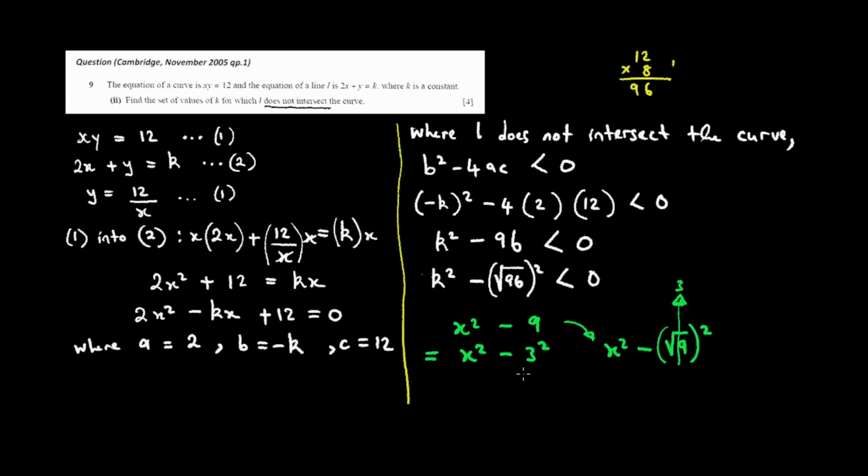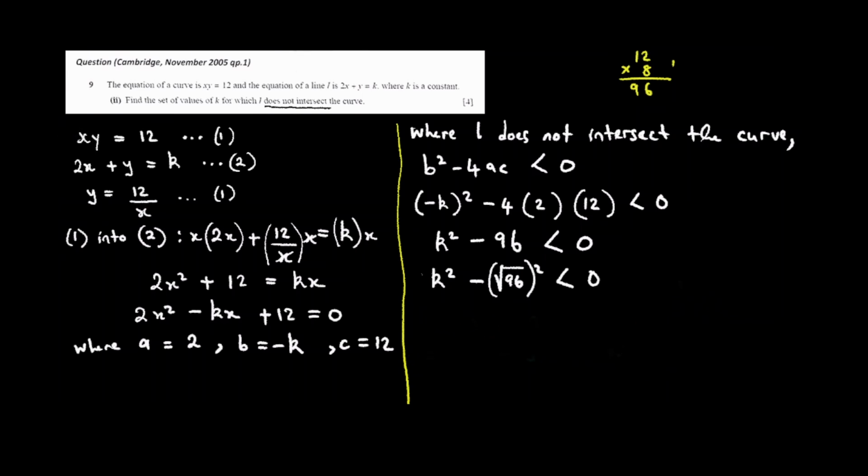So that is what the difference of 2 squares communicates. So we are simply applying the principle. k squared minus 96 becomes k squared minus the square root of 96, all squared, because 96 is not a perfect square, but that square root should be squared. So why are we doing this?